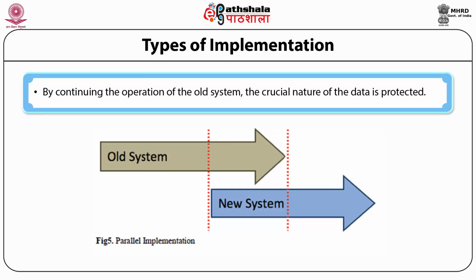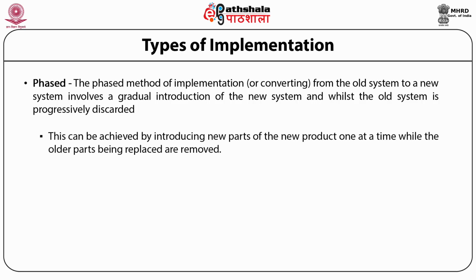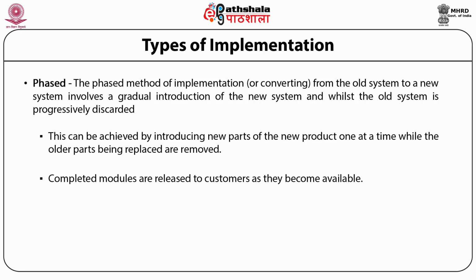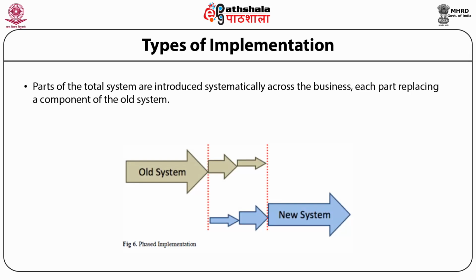The phased method of implementation is the third one, and it involves a very gradual introduction of the new system while the old one is being progressively discarded, as shown in the diagram here. It can be achieved by introducing new parts of the new product while at the same time the older parts will be replaced or removed. Phased conversion is used because the product as a whole is still under development. Completed modules are released for customers as they become available. A phased conversion will also mean that for a larger business conglomerate, the conversion process becomes much easier and more manageable. Parts of the total system are introduced systematically across boundaries, and each part replaces a component of the old one. Over a certain period of time, the complete system will get converted.